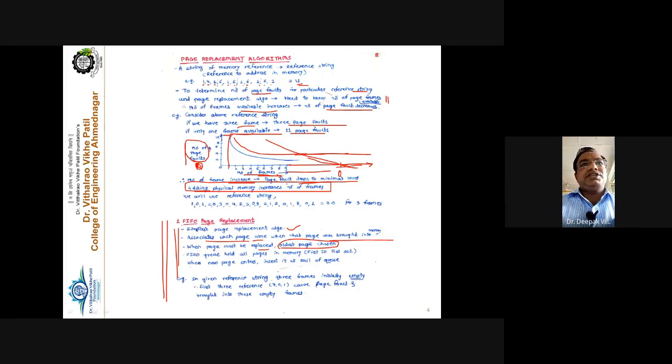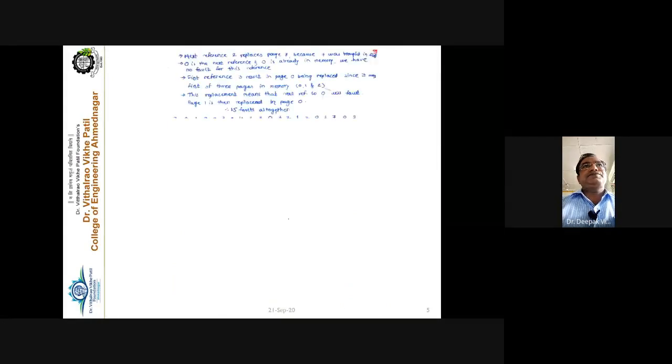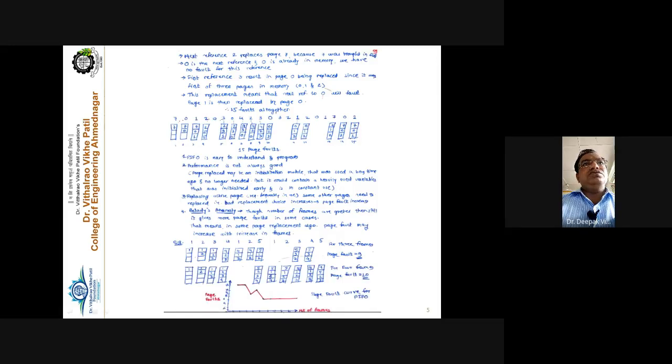And the memory reference string is given here. Remember this particular string. There are 20 references made here: 7, 0, 1, 2, 0, 3, 0, 4, 2, 3, 0, 3, 2, 1, 2, 0, 1, 7, 0, 1. That is a total of 20 references. And how many frames do we have to use here? We use 3 frames for the example. So we'll see how the algorithm actually works. The reference string is given: 7, 0, 1, 2, 0, 3, 0, 4, 2, 3, 0, 3, 2, 1, 2, 0, 1, 7, 0, 1.